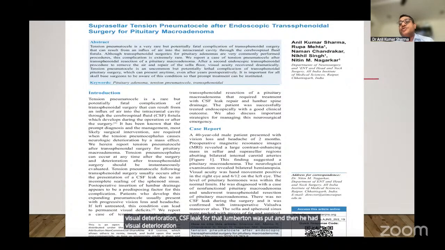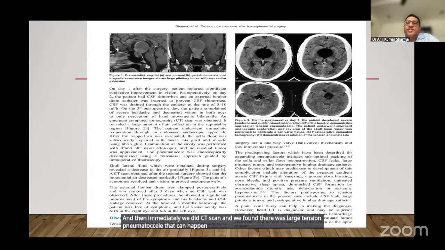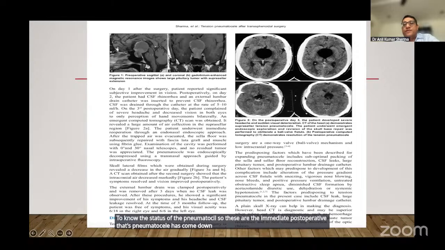He became almost blind, and then immediately we did a CT scan, and we found there was a large tension pneumatocele, which can happen very rarely when there is a one-way valve-like mechanism. So immediately we re-explored the patient. Intraoperatively, we took assistance of the image intensifier, C-arm images, to know the status of the pneumatocele. So these are the immediate postoperative images, the pneumatocele has come down and the patient made a wonderful recovery.